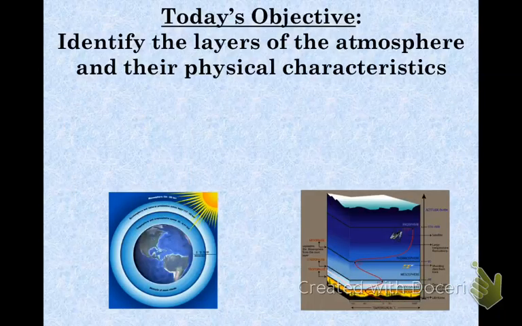At the end of this section of notes, you should be able to identify the layers of the atmosphere and their physical characteristics. You should also be able to use page 14 of the Earth Science reference table to help you determine the temperature changes and pressure changes that exist at each layer.